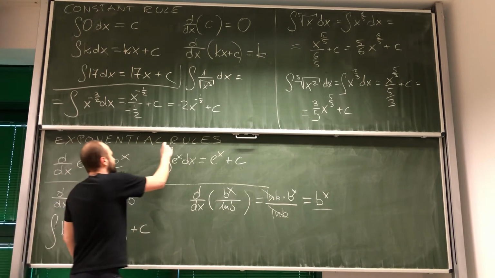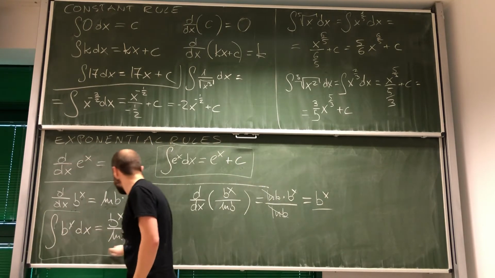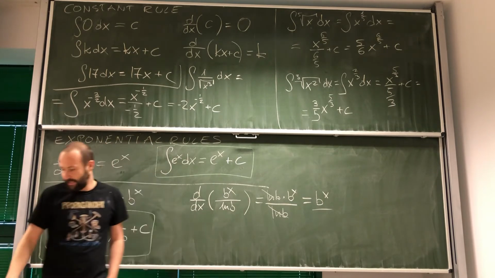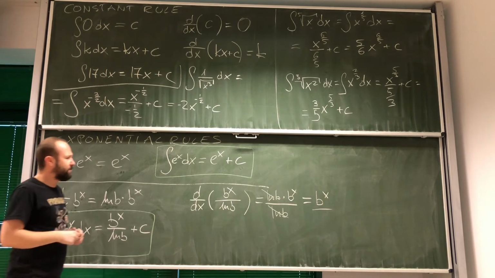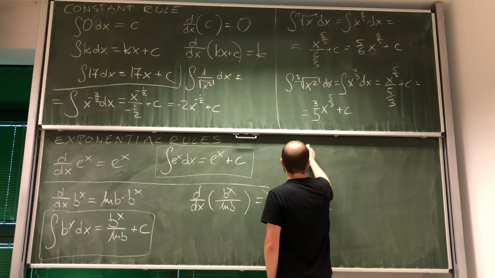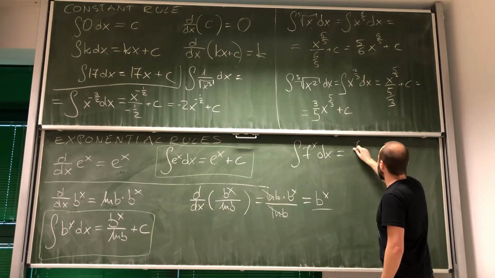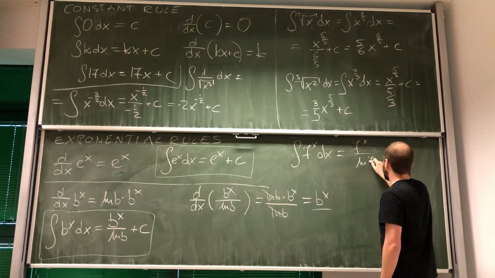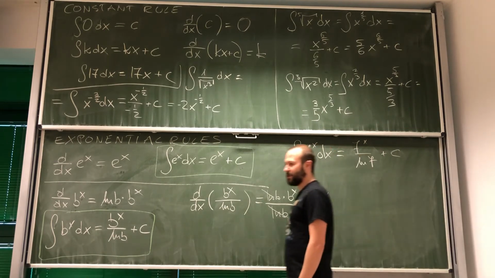And look, those are the two exponential rules that we've got. Well, the first is trivial, but as you see, using the second one is also very, very easy. But let's do an example. If I need to integrate 7 to the power of x dx, I'm going to get that this is going to be 7 to the power of x over ln 7 plus c.